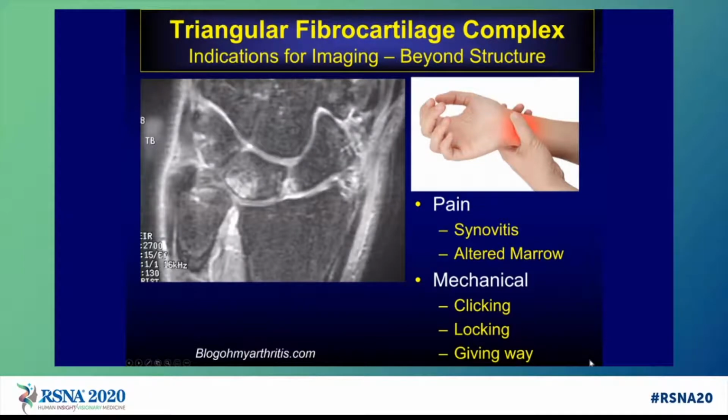As we think about our assessment of the wrist through MR imaging, I think that we have to move beyond the structure. We have to think about what brought the patients to us and remember that from the imaging standpoint, we don't always image pain very well. So think about your imaging studies and try to identify the potential pain generators. Clearly, as we look at images like this, we're thinking about altered marrow signal intensity.